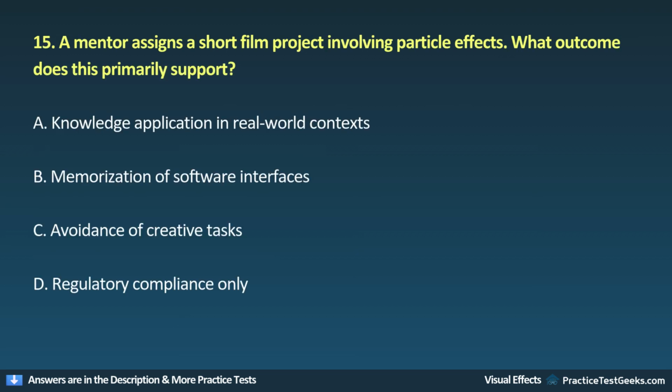15. A mentor assigns a short film project involving particle effects. What outcome does this primarily support? A. Knowledge application in real-world contexts. B. Memorization of software interfaces. C. Avoidance of creative tasks. D. Regulatory compliance only.